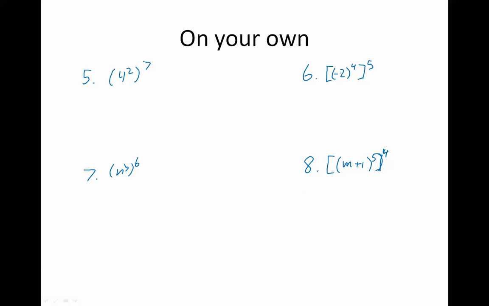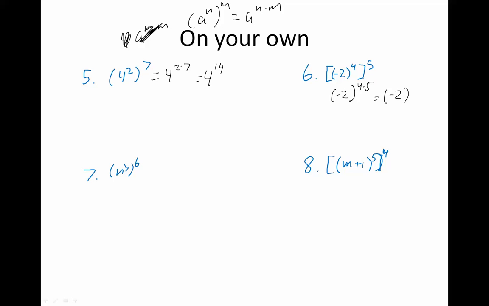So this is 4 squared to the 7th power. And so that would be 4 to the 2 times 7, following our rule: a to the n to the mth power is a to the n times m, which means this is 4 to the 14th power. This one here is negative 2 to the 4 times 5, which means that this is negative 2 to the 20th power. This one here is n cubed to the 6th power, or n to the 3 times 6, which is n to the 18th power.